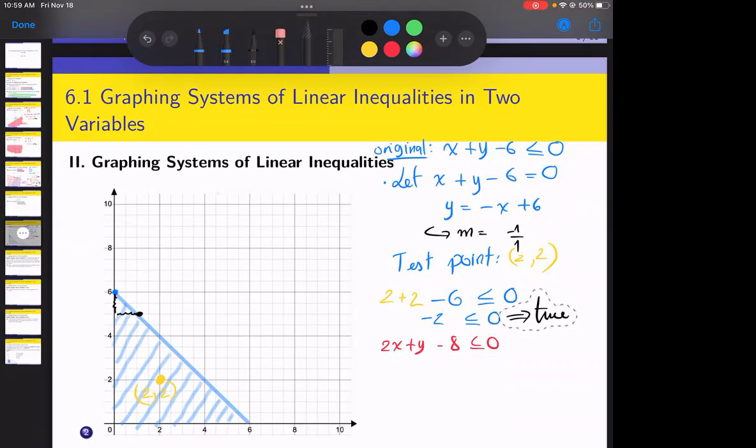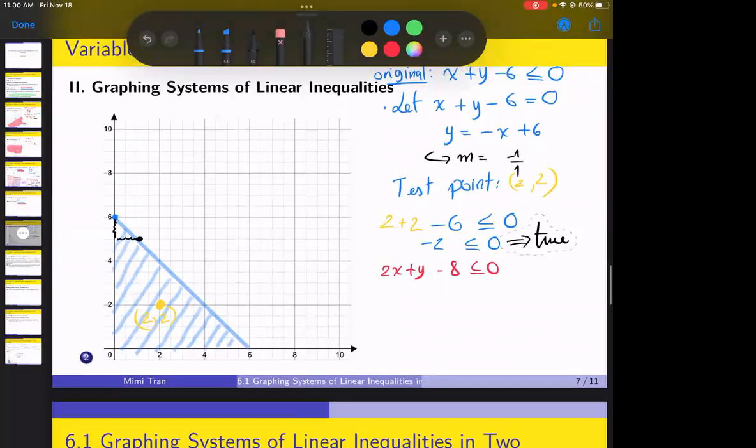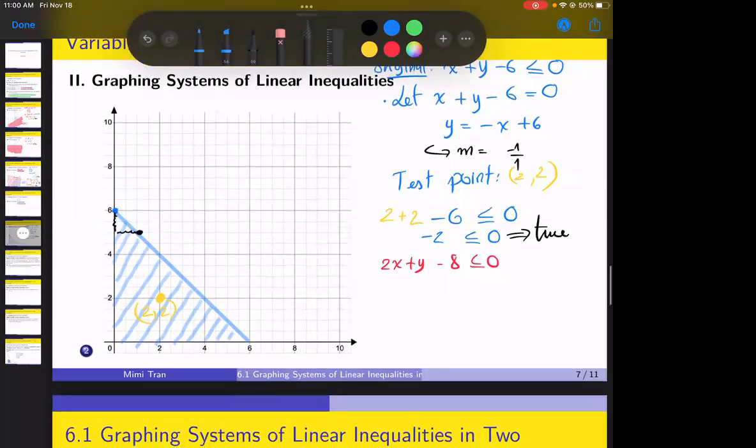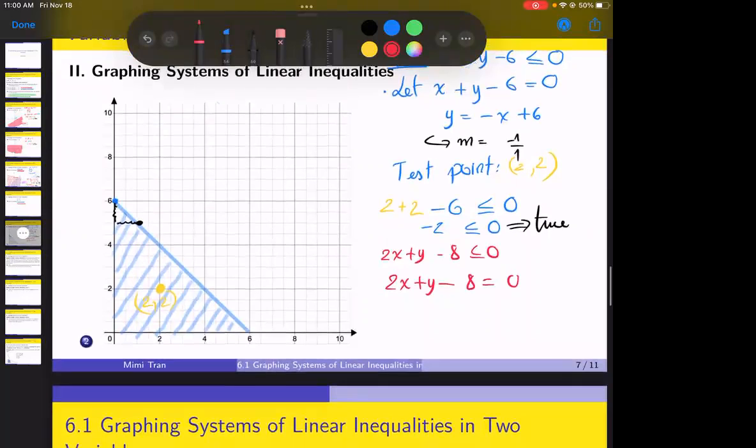Anyone have the red one? The red one? Huh? It's false? It's false.